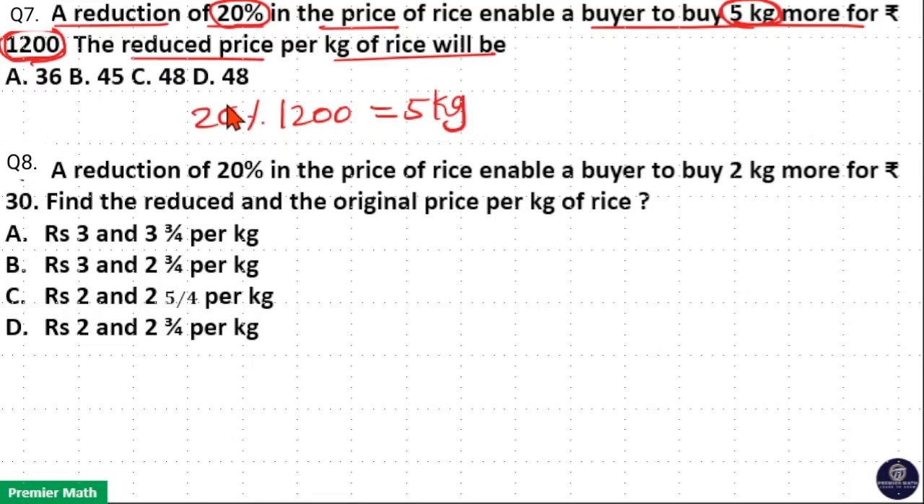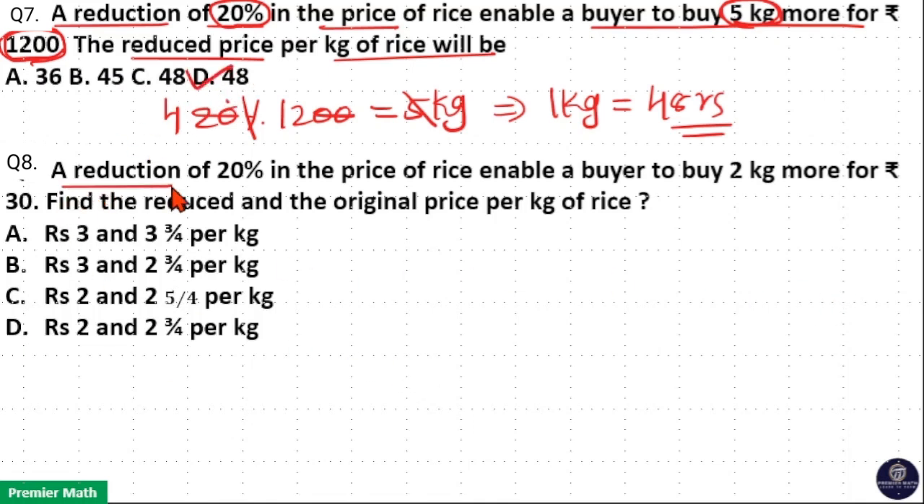Here percentage and 00 cancel. 5 goes 4 times in 20, which means 1 kilogram is equal to 12 into 4, 48 rupees. That is 1 kilogram price is equal to 48 rupees. So option D is your answer.